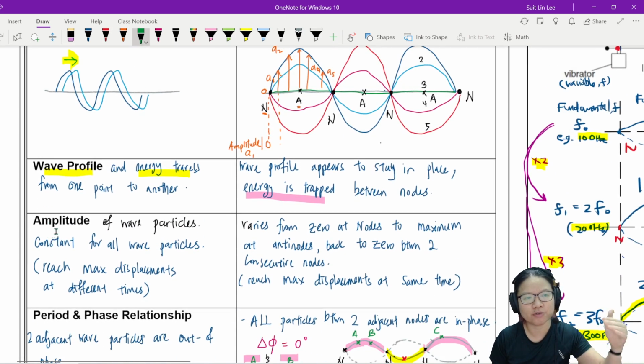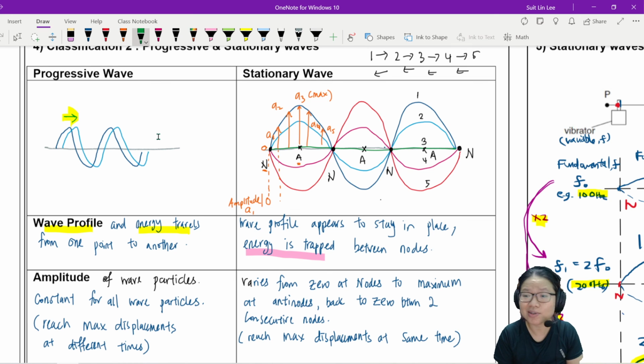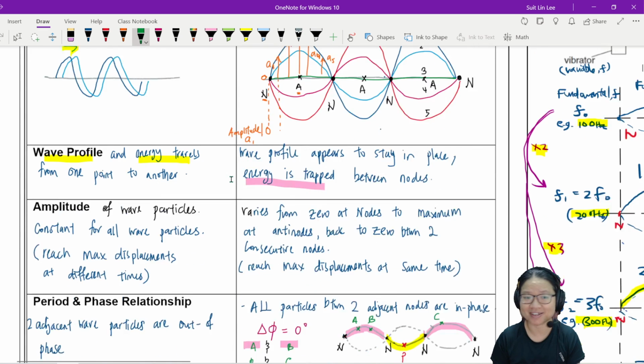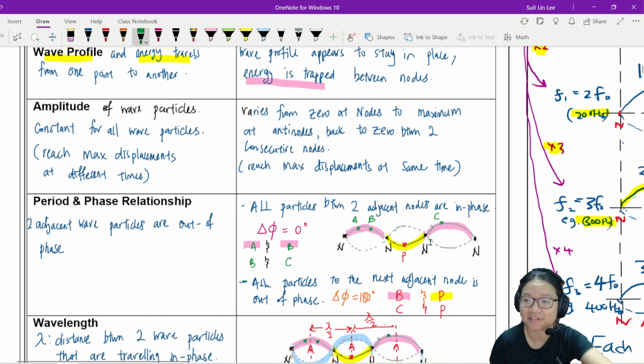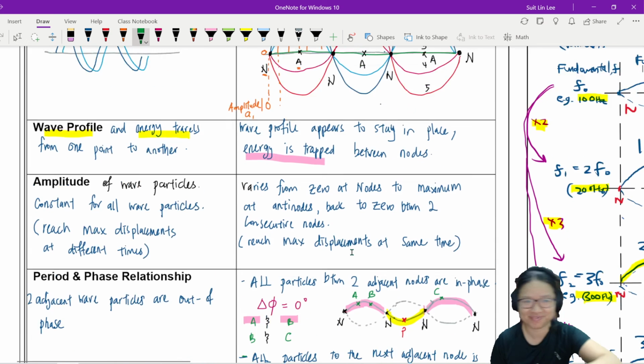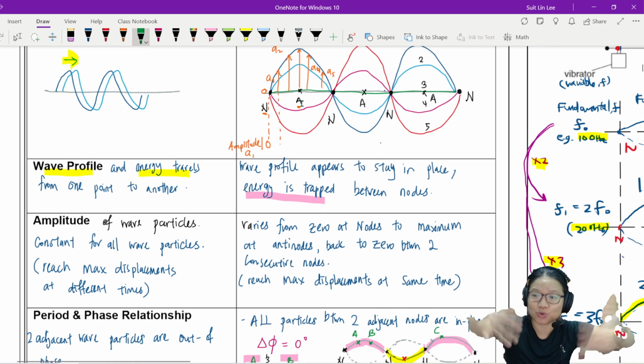So we compared different parts of the stationary wave and progressive wave because they are two different classifications. And in the next few videos, we are going to look at how this looks in real life, and how we draw these wave particles. But in the meantime, remember that these two things are very different. Also know that we use this as a case study to learn how to find lambda from a stationary wave, talk about the phase difference for a stationary wave, and understand that the energy is trapped in between the nodes of a stationary wave.